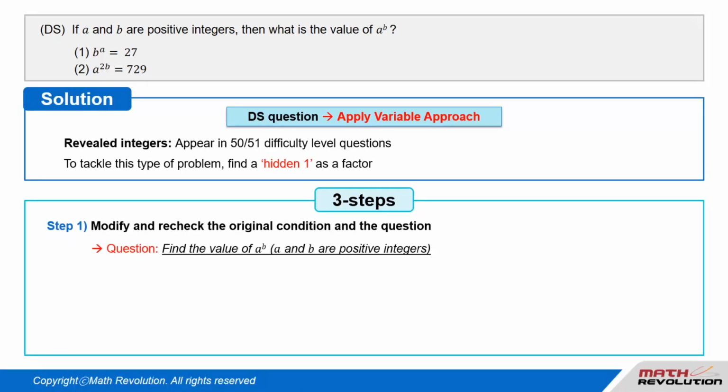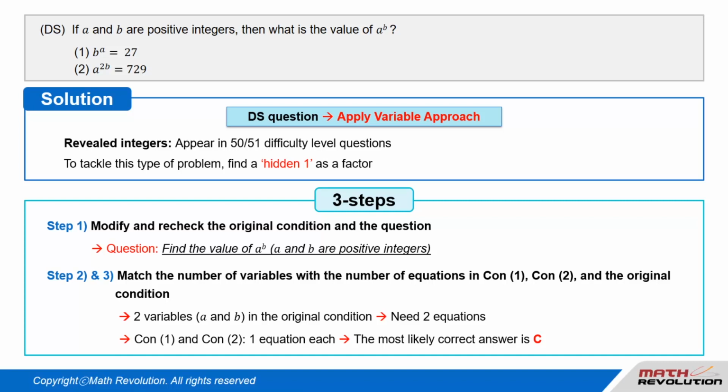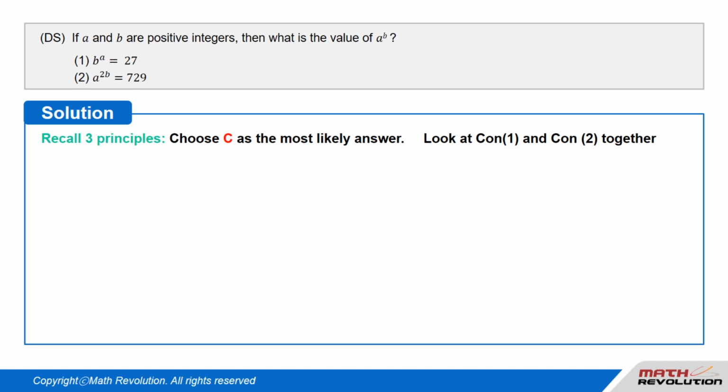Follow the first step of the variable approach by modifying and rechecking the original condition and the question. We have to find the value of a to the power of b if a and b are positive integers. Follow the second and the third steps. From the original condition, we have 2 variables, a and b. To match the number of variables with the number of equations, we need 2 equations. Since conditions 1 and 2 will provide 1 equation each, C is 70% likely to be the answer. Recall 3 principles. Choose C as the most likely answer.